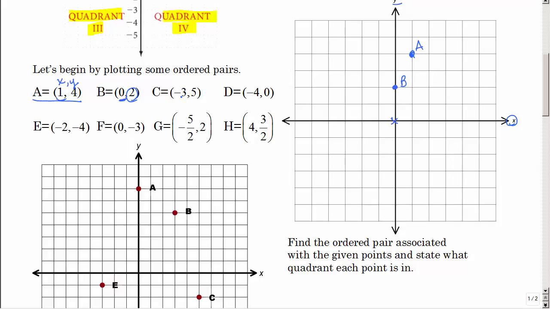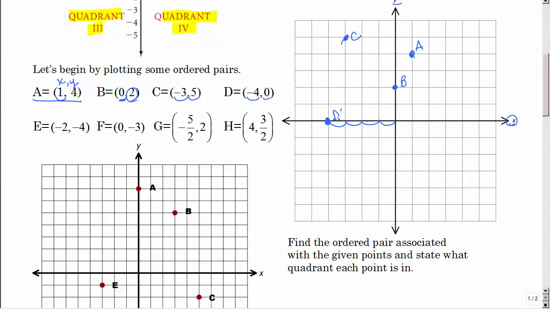Now what about some negatives? This says to go left, because I'm going negative, so left 3 and then up 5. So left 1, 2, 3, and up 1, 2, 3, 4, 5. That would be letter C. D, left 4, but don't go up or down any. So 1, 2, 3, 4, that's D. So when you have those zeros, you end up on an axis.